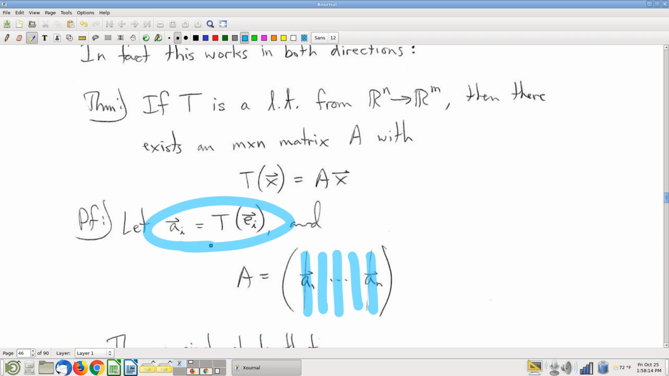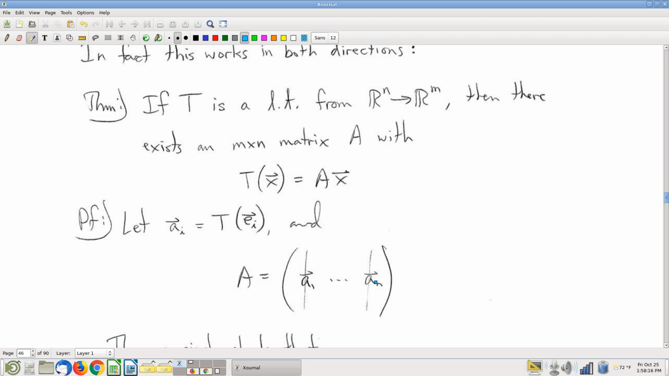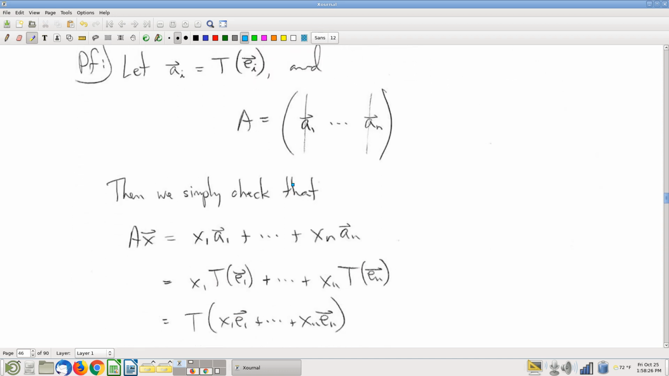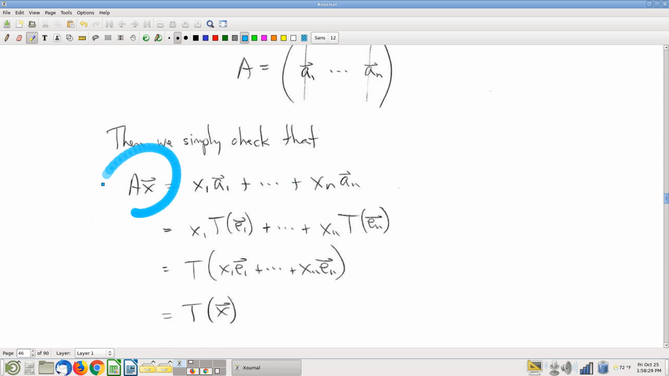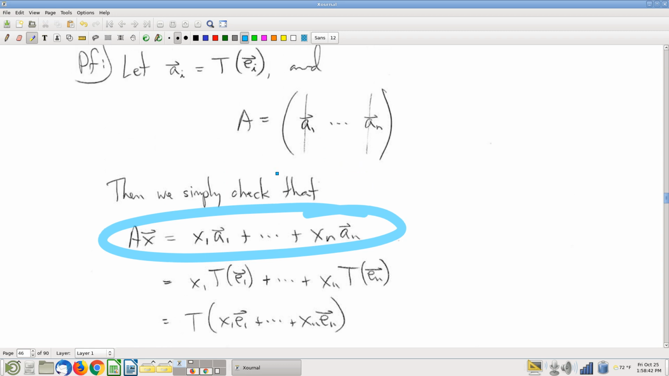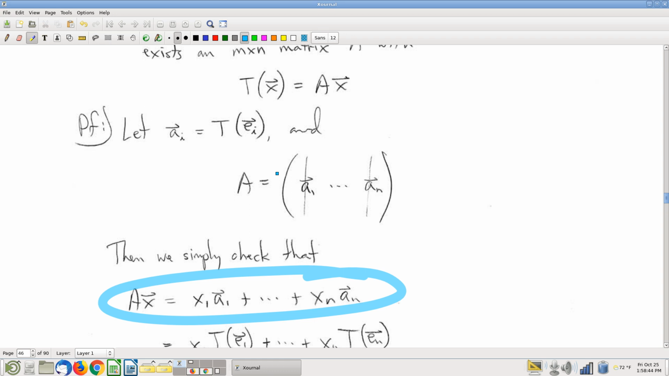And I claim that that does what it's supposed to do. I claim that that will reproduce your linear transformation. And this is easily confirmed by a direct calculation. I need to show that this matrix does indeed produce my linear transformation. Proved as follows. Step 1. Don't forget how matrix multiplication works. Right? Matrix times vector is a linear combination of the columns of the matrix where you use your vector as coefficients.